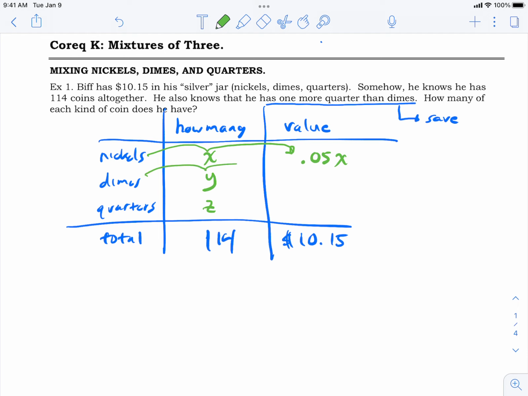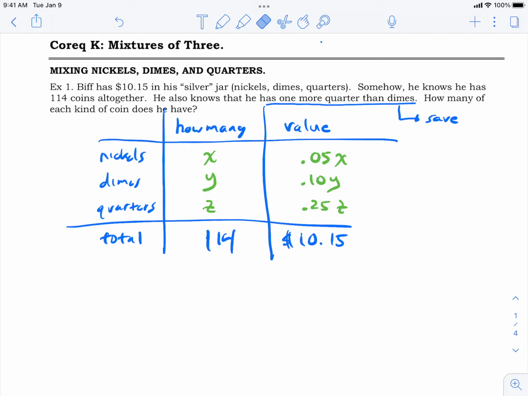Anyway, similarly for the dimes, they're worth 10 cents each, or I should say $0.10 each. Quarters are 25 cents, which is $0.25 each. Now we've crossed the table going that way. We've got the table completely filled in.